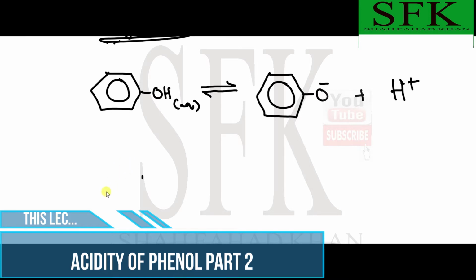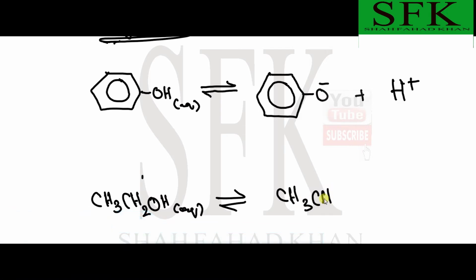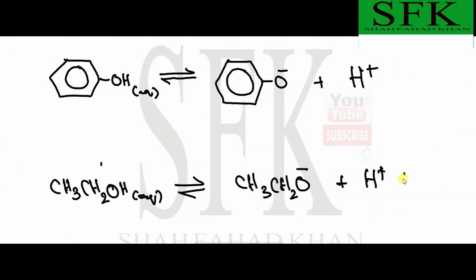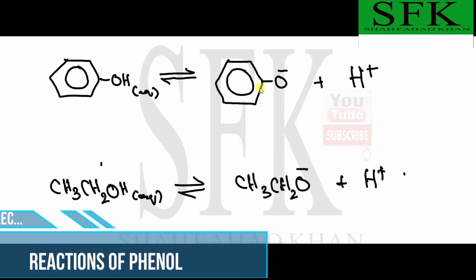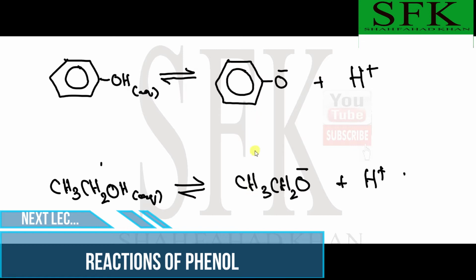Similarly, ethanol, CH3CH2OH, in aqueous solution also dissociates to form an ethoxide ion plus H positive ion. If we look at both of these, both of them are weak acids. Both the phenol and ethanol are weak acids, but which one is stronger? That's what we are going to compare.